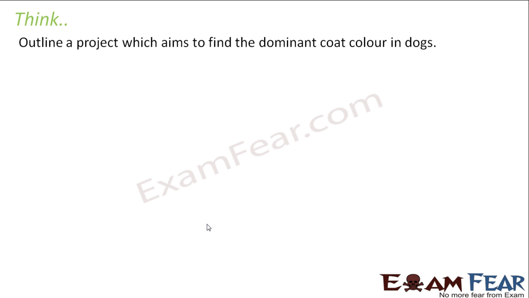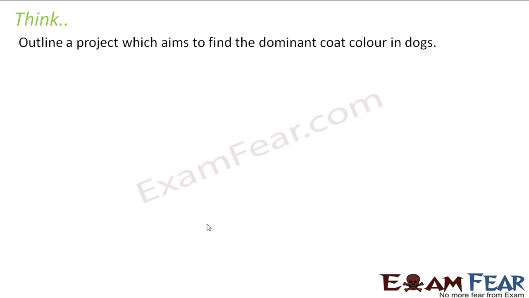Outline a project which aims to find the dominant coat color in dogs. Now, when we talk about dogs, there are a variety of coat colors available. It can be black, brown, white, or grey. There are plenty of colors available. So, just for now, let us take an example. Let us consider that we have a homozygous black dog and a homozygous, say, white dog.